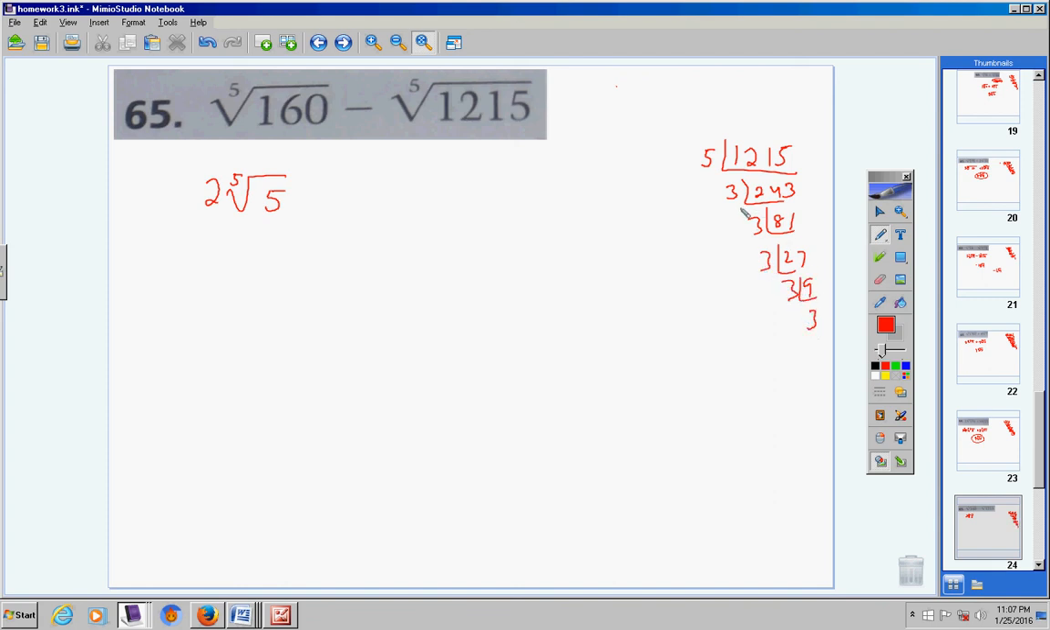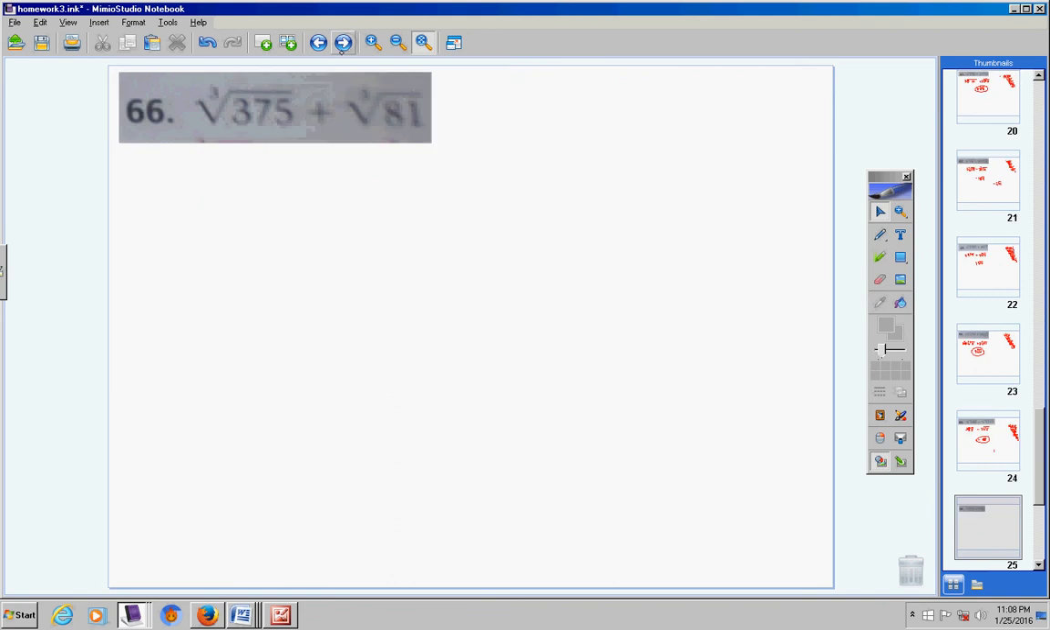So look, we have 5 threes, and we're looking for sets of 5. So we have 5 threes, put a 3 on the outside, bring down your negative sign, put a 3 on the outside, and we're left over with a 5 on the inside. So 2 minus 3 is negative 1, fifth root of 5. And if you don't want to put the negative 1, then you do not have to. Alright, moving on to 66.